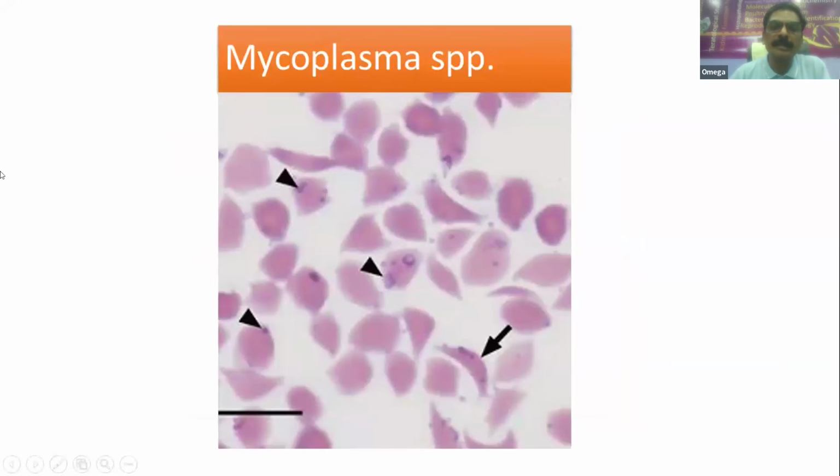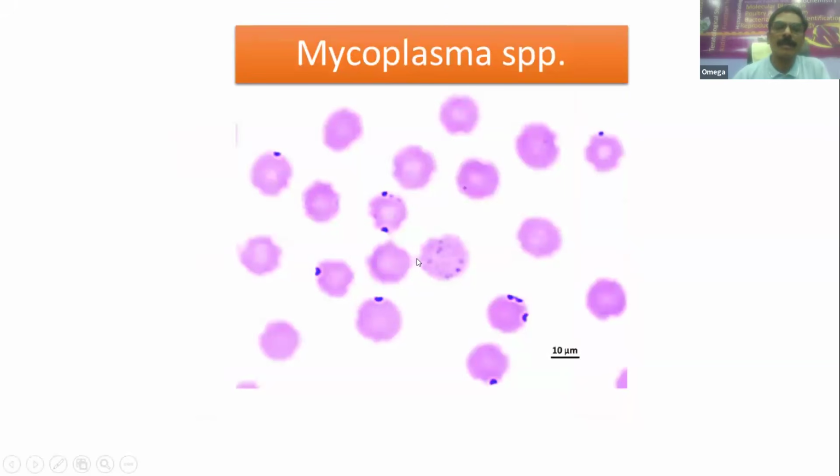Mycoplasma is again a common condition in sheep and goat. Here also you can see the mycoplasma. Sometimes there is confusion between the mycoplasma and anaplasma. Based on its size and shape, we can differentiate, because anaplasma is a round dot, but mycoplasma will not have the round dot. It is like a dish, or we can say a saucer shape, type of mycoplasma that can be seen in the RBCs.